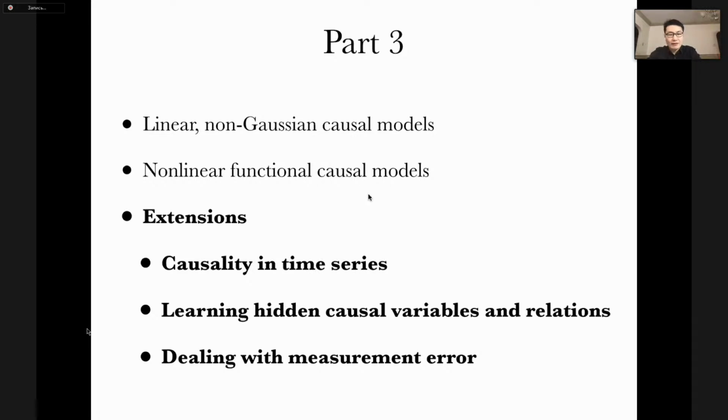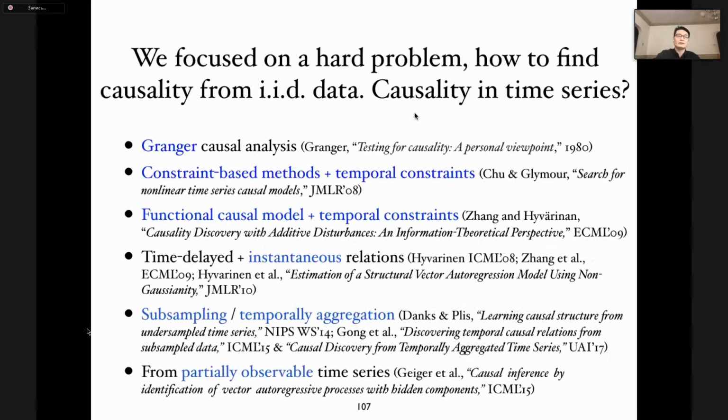And now let's have a quick look at some extensions of the functional causal models. The first problem is very important, very practical: causality in time series. We just focused on a very hard problem, which is how to find causal information from IID data. What if we have time series? How can we discover causal information from time series?